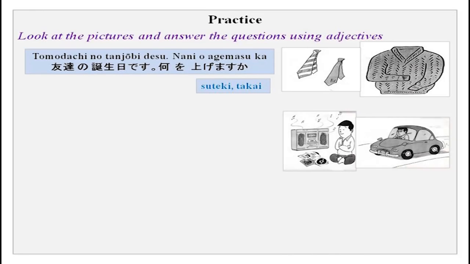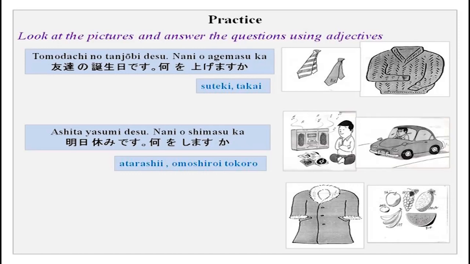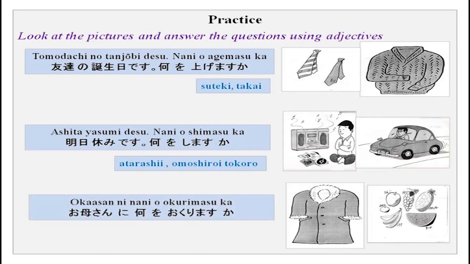Do we have now someone listening to music and someone driving a car? So what is the question? Ashita yasumi desu. Nani o shimasu ka? Atarashii ongaku o kikimasu. Or omoshiroi tokoro e ikimasu. What is next now? Kudamono ga arimasu. Takusan kudamono ga arimasu. Soshite koto arimasu. Okaasan ni nani o okurimasu ka? Okurimasu is to send.